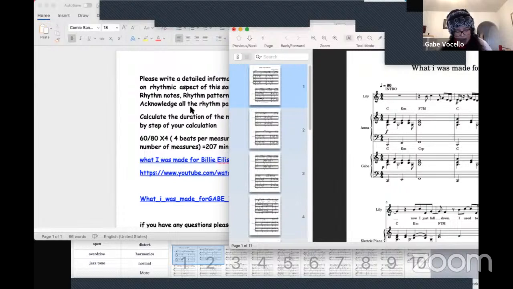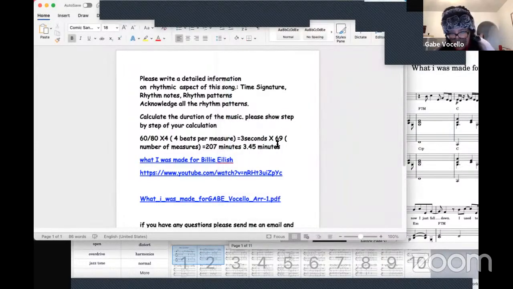Sixty divided by 80 is equal to 0.75, multiplied by 4 is equal to 3 seconds. Now, these 3 seconds are going to be multiplied by the number of measures. Multiply by 69. That gives you 207 seconds. So you divide by 60 to give the minutes. It gives 3 minutes and 45 seconds.